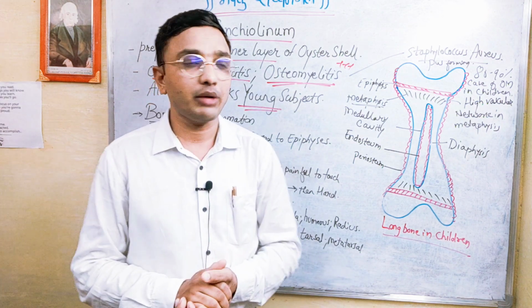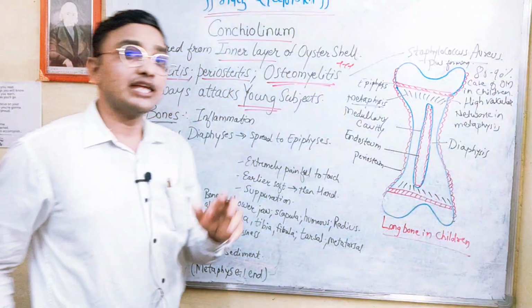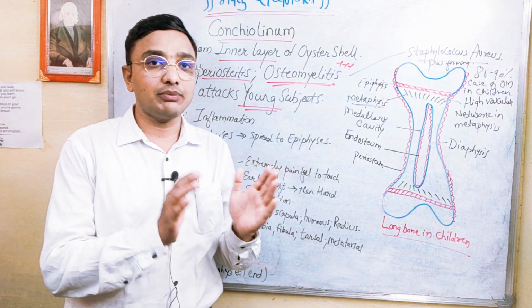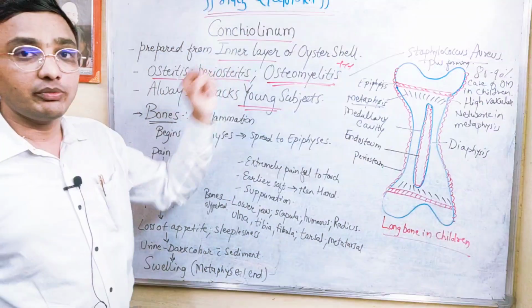Today we are going to learn about the remedy Concholinum. This remedy is prepared from the inner layer of the oyster shell. And as you all know, the remedy Calcarea carbonica is prepared from the middle layer of the oyster shell, and from the inner layer Concholinum is prepared.